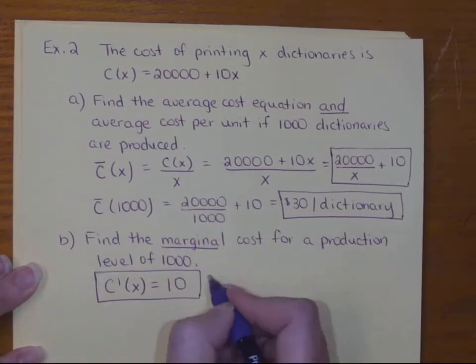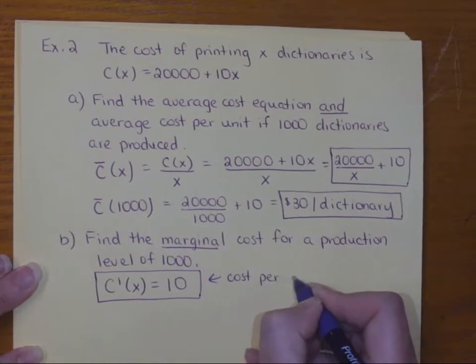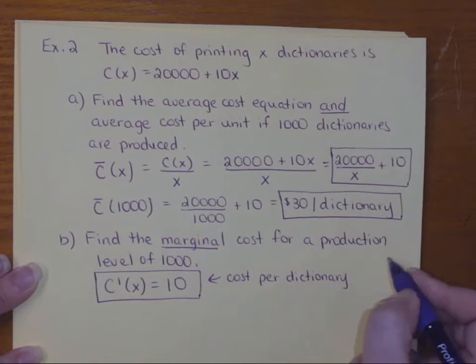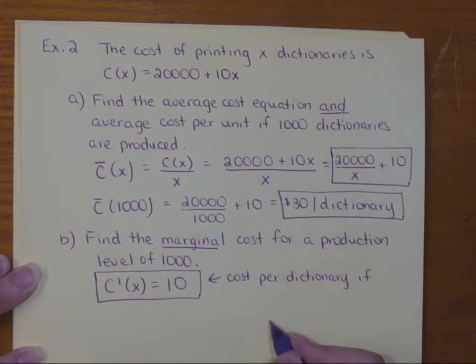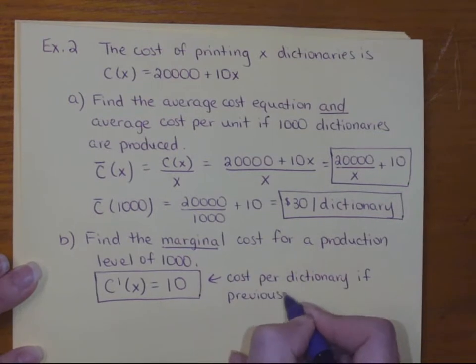That's my answer, and let's make sure we can describe what that means. The cost per dictionary if the previous dictionaries were ignored.